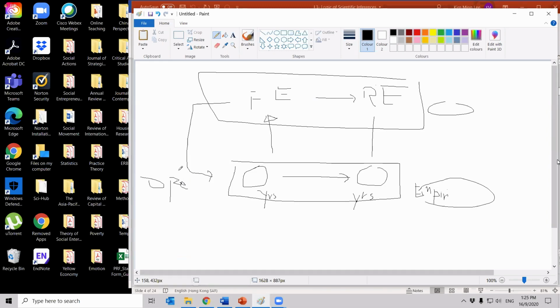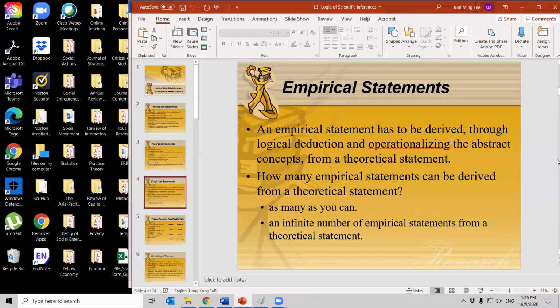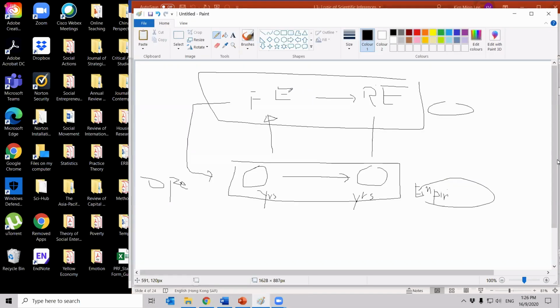Okay? So that is the process. An empirical statement has to be derived through logical deduction and operationalizing the abstract concept from a theoretical statement. So that means they are logically related. The empirical statement here is logically derived from the theoretical statement here. And actually, educational level here is an abstract concept, and you try to use some question, for example, how many years has your father been studying. So in this case, this is the operational definition, and this is known as the empirical statement. Okay, is that clear?